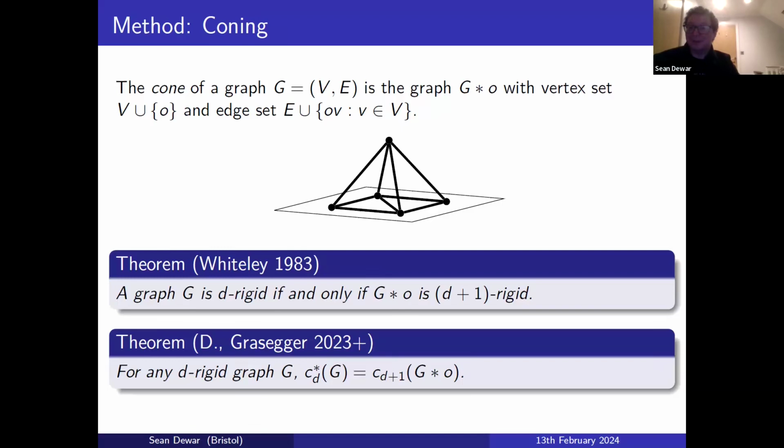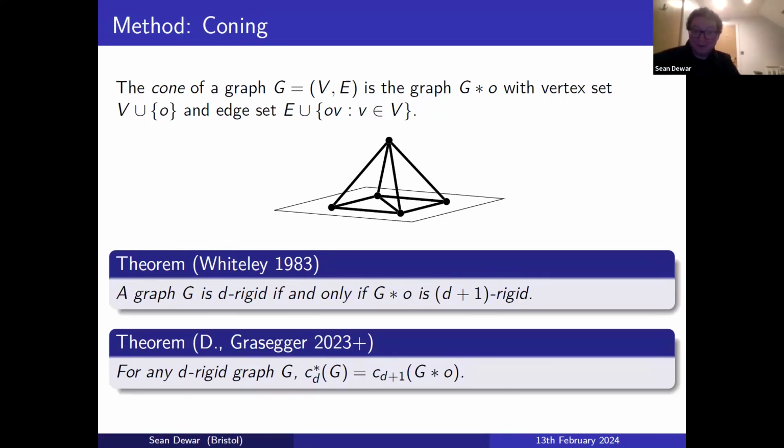Walter Whiteley, who's based in Toronto, I believe, proved that a graph is d-rigid if and only if its cone is (d+1)-rigid. So this coning works both ways.